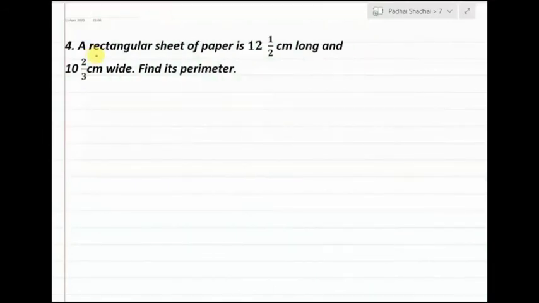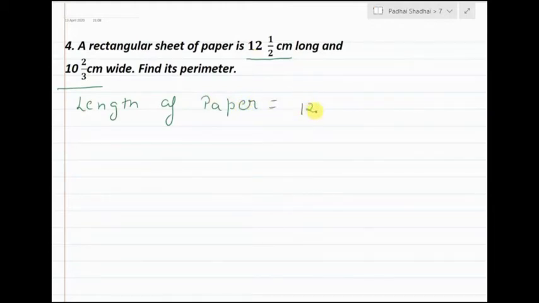Okay, next one. A rectangular sheet of paper is 12.5 centimeter long and 10 integer 2 by 3 centimeter wide. Find the perimeter of the rectangular sheet. So first we will write down the length and breadth here. Length is given and breadth is given, both are in mixed fractions. First we will have to convert them into improper fractions and then we will find out the perimeter. So length here is 12 integer 1 by 2. Length of paper is 12 integer 1 by 2.